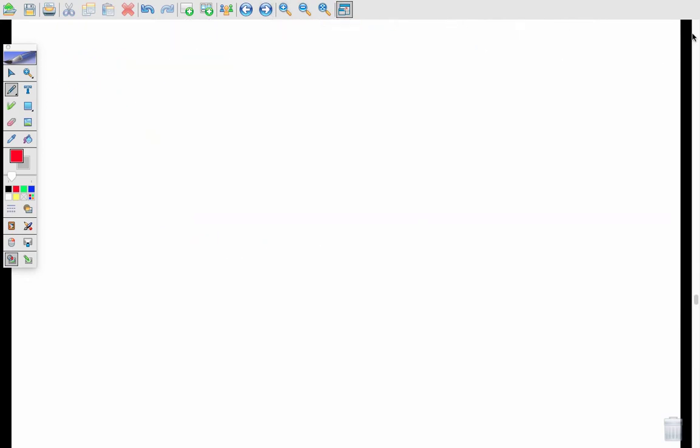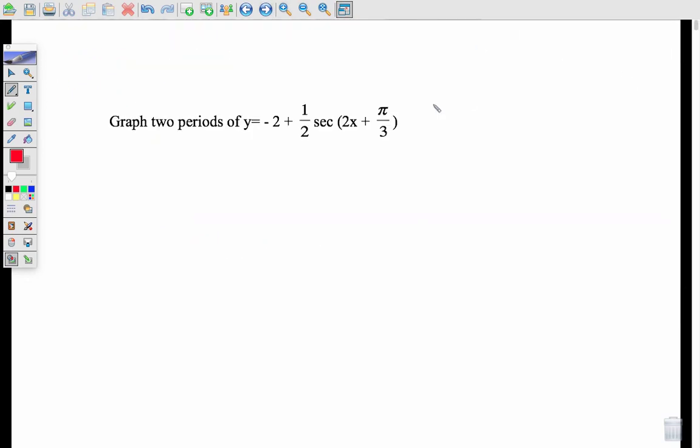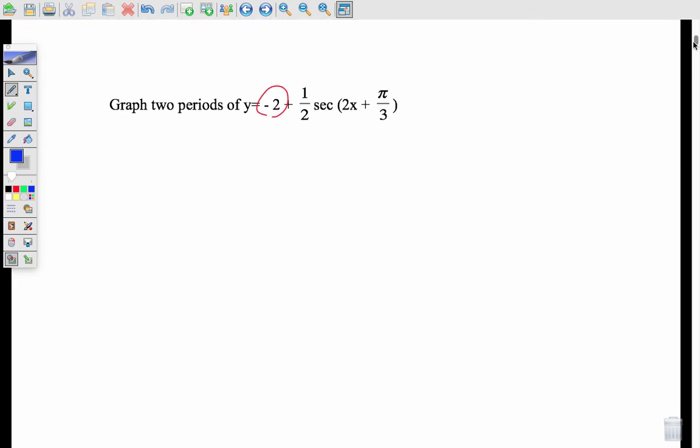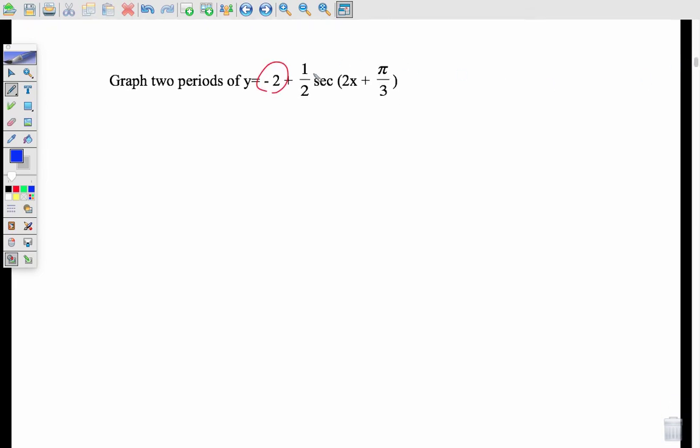Let's go ahead and start over again here then. We have: graph two periods of y equals negative 2 plus 1/2 times the secant of 2x plus pi over 3. Oh, this is our vertical translation. We'll just ignore that for now and plot our graph, but it does bring up a great point to make. I'll make it now and also make it when we graph this.